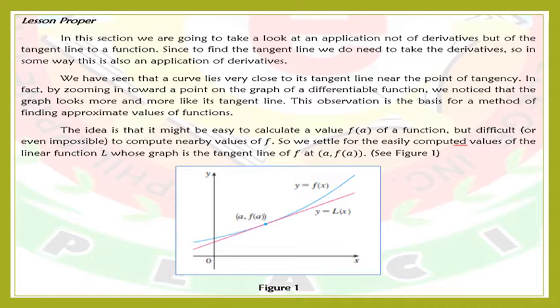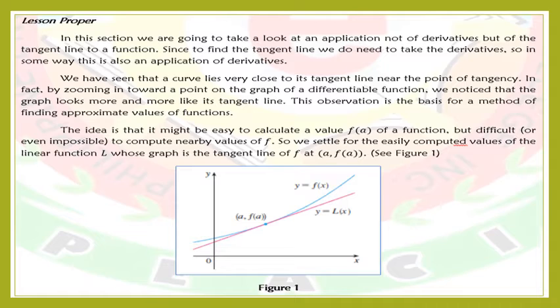So we have seen that the curve lies very close to its tangent line near the point of tangency. In fact, by zooming in toward a point on the graph of a differentiable function, we notice that the graph looks more and more like its tangent line. This observation is the basis for a method of finding approximate values of functions. So actually class, itong graph na ito na-discuss ko na. Yung tangent line na-discuss ko na doon sa geometric interpretation of derivative, yung sa previous module ata, if I'm not mistaken, sa prelim or sa midterm na first topic.